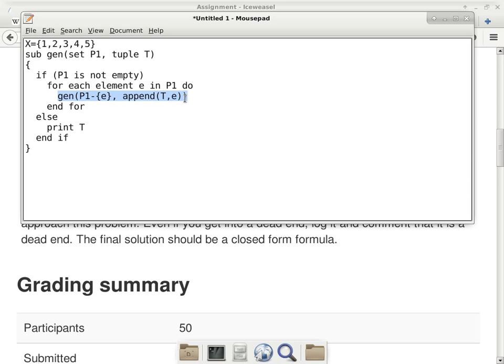So how do you call this? Right, in the main program, assuming X is already initialized like this, so I'm going to copy and paste it over here. Well, I don't even need to use a variable x for this purpose. I can just say gen, and then the first parameter is the set of all the numbers to begin with, and then the initial tuple is going to be an empty tuple because I have not chosen anything yet. So this particular recursive subroutine will generate all the possible combinations, or I should say permutations, of 1, 2, 3, 4, 5.